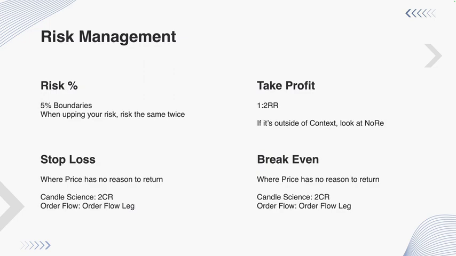Now, again, it's the same thing as your initial stop loss, where price has no reason to return, but now you just follow through. So candle signs, it's again the 2 candle rejection. Order flow, it's again the order flow lag as well. First, I'm going to show you again the beginner friendly, after we'll go into the more advanced as well.